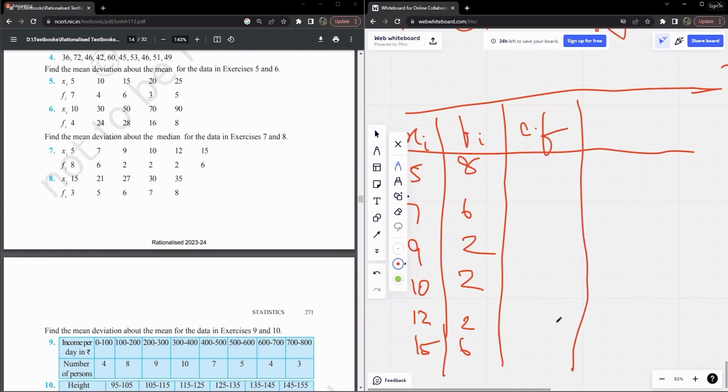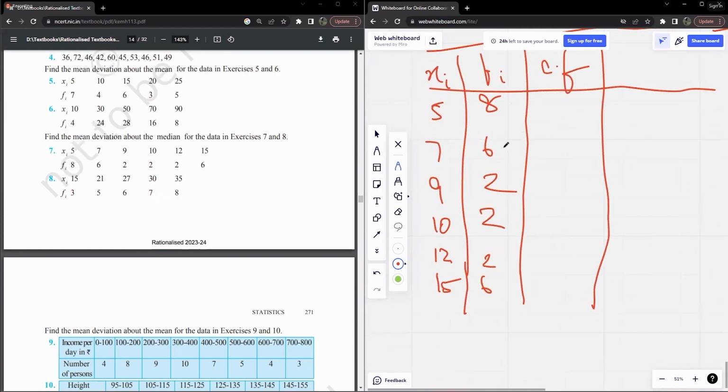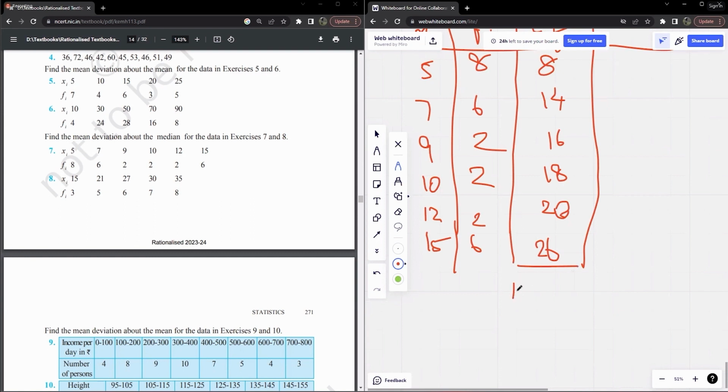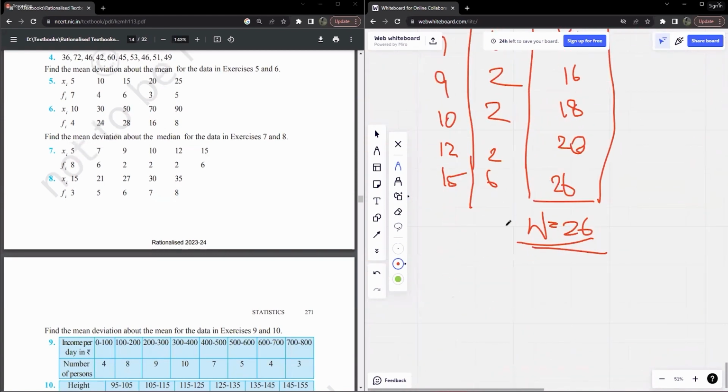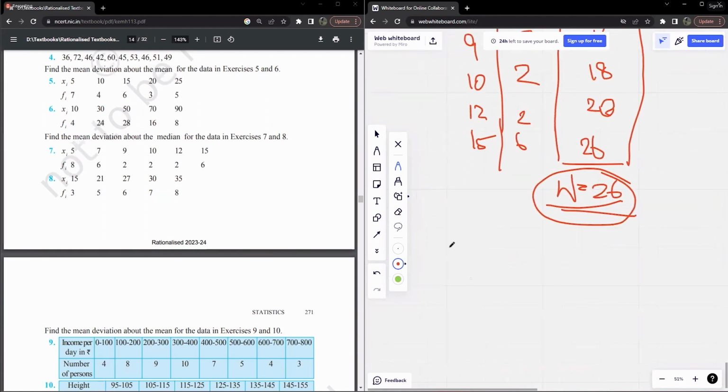The cumulative frequency for the data set is basically, this is 8. 8 plus 6 giving 14. 14 plus 2 giving 16. 16 plus 2 giving 18. 18 plus 2 giving 20. And 20 plus 6 giving 26. Which means that this is a 26, not 66. The net frequency, or the number of observations that we have, is basically 26. So n by 2 is 13.